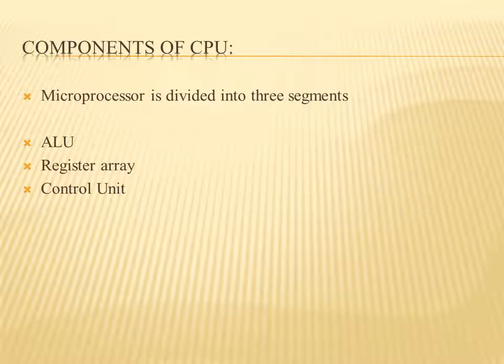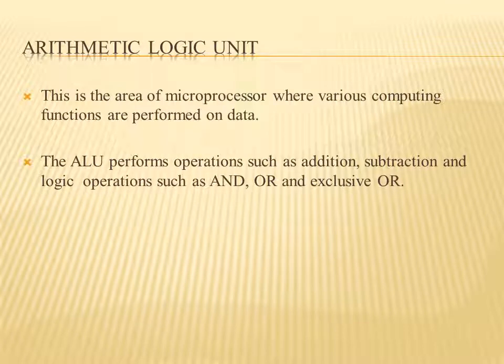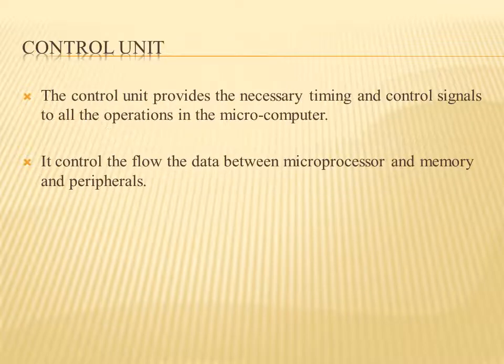Components of CPU. The microprocessor is divided into three segments: ALU, register array and control unit. Arithmetic logic unit. This is the area of the microprocessor where various computing functions are performed on data. The ALU performs operations such as addition, subtraction, and logic operations such as AND, OR, and exclusive OR.